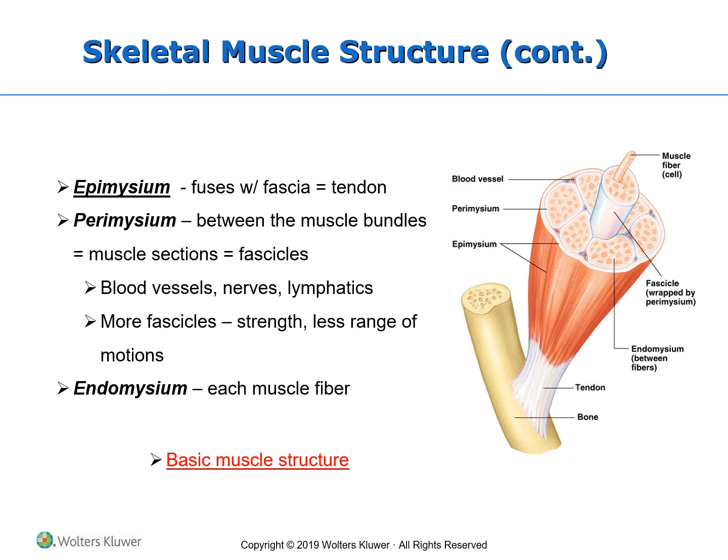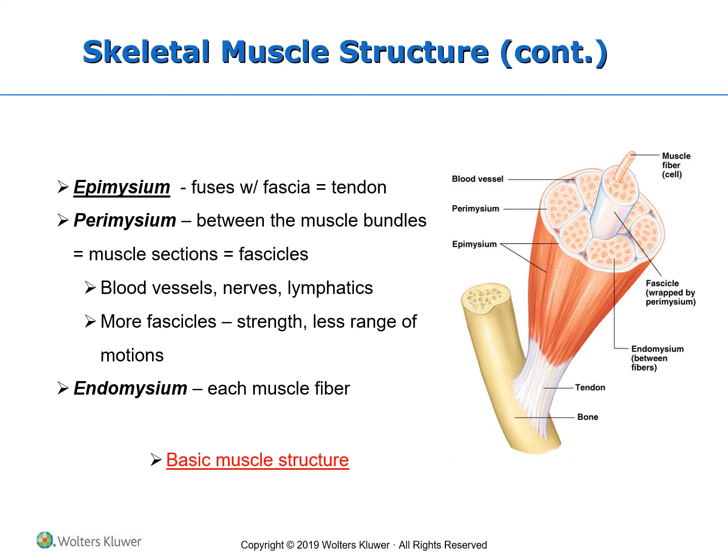And perimysium is the connective tissue that surrounds each fascicle that has inside more than one muscle fiber. And on the outside, we'll have what is called the epimysium, which is that connective tissue sheath that encases the entire muscle. The epimysium forms actually the innermost layer of the deep fascia, which is very, very tough. The epimysium will fuse with the fascia and become what is called a tendon at the end of the muscle that will insert on the bones.